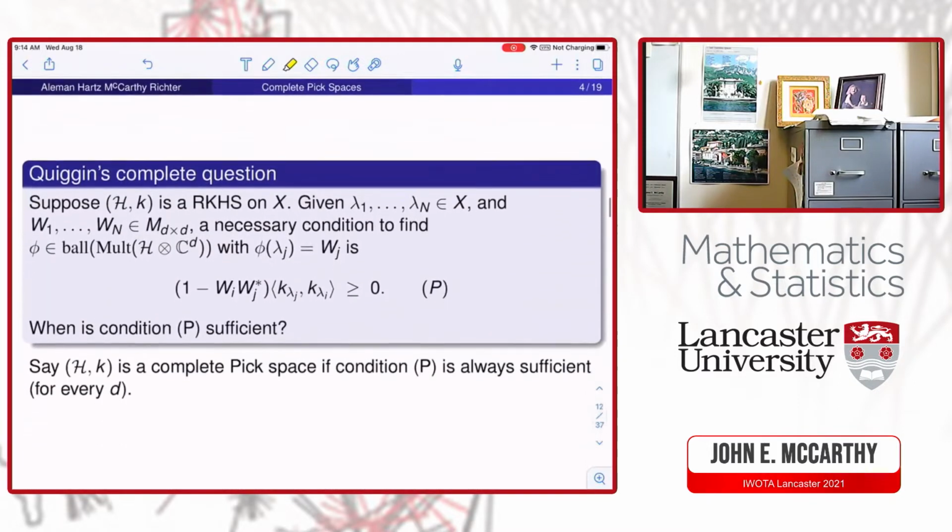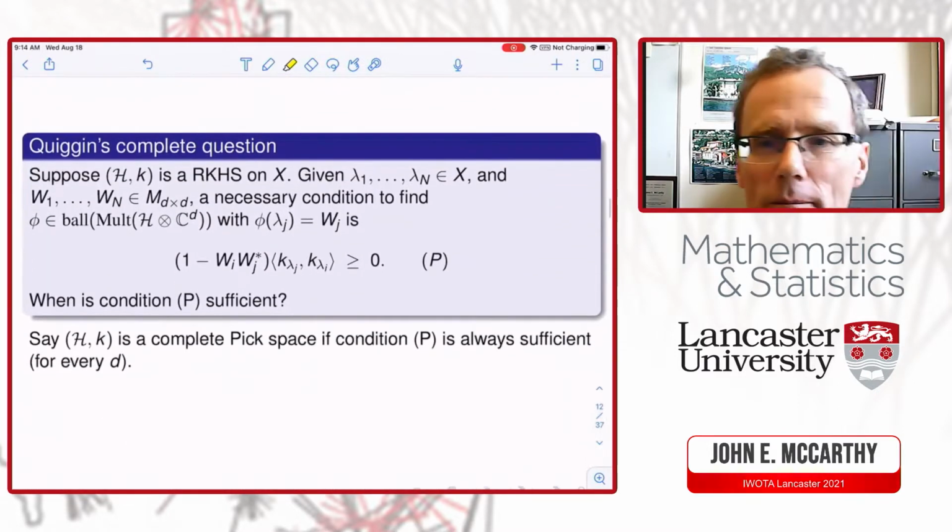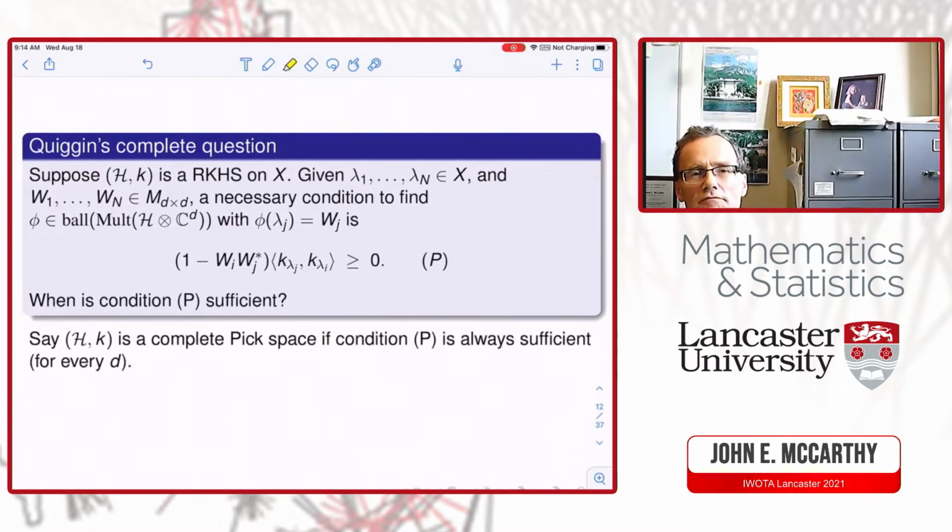So what would the matrix valued version of Quiggin's question be? Let's call it the complete Quiggin question. So as before, we assume that we have a reproducing kernel Hilbert space H with kernel K on some set X. But now, instead of scalar valued functions, we consider vector valued functions.